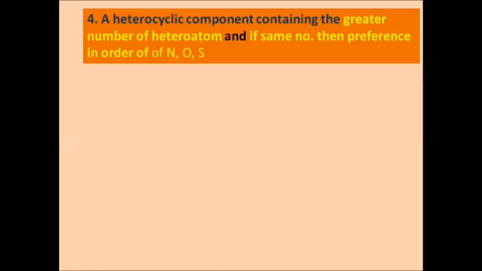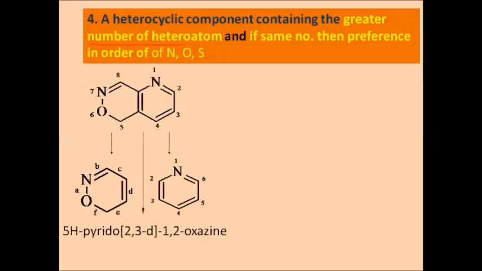Another rule is a heterocyclic component containing a greater number of heteroatoms. In this example, this ring contains nitrogen and oxygen heteroatoms and this ring contains nitrogen. The basic ring will be oxazine. So the IUPAC name will be 5H-pyrido[2,3-d][1,2]oxazine.